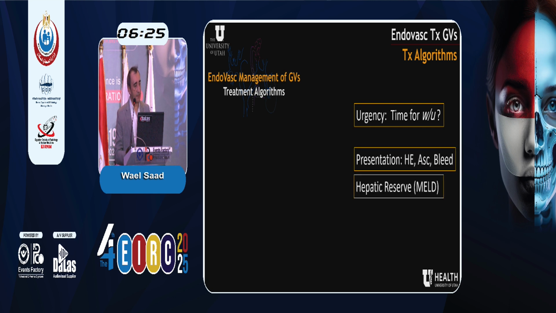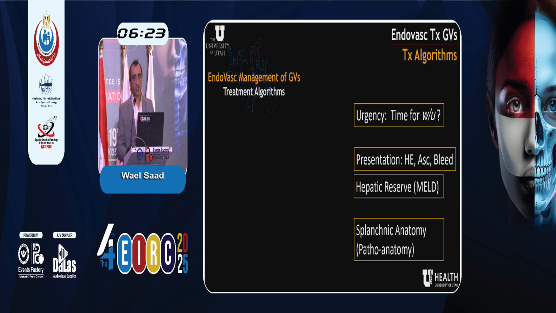And then comes the question of when you are actually going to do all this. Do you have time for imaging? Do you have time to assess patency? Do you have time to assess whether there's a shunt? What's the presentation of the patient? What's the hepatic reserve, the original hepatic reserve or not, at the time of bleeding? And then the splanchnic anatomy and all that pathology.